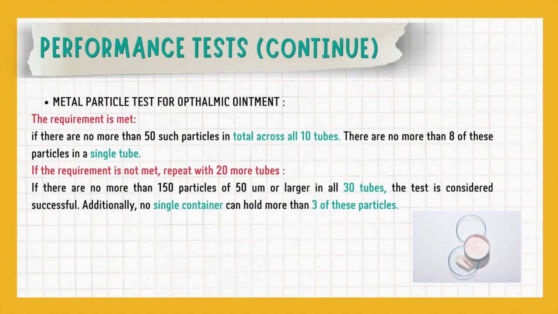The requirement is met if there are no more than 50 particles in total across all 10 tubes, and no more than 8 particles in a single tube. If the requirement is not met, repeat with 20 more tubes. If there are no more than 150 particles of 50 micrometers or larger in all 30 tubes, the test is considered successful. Additionally, no single container can hold more than 3 of these particles.